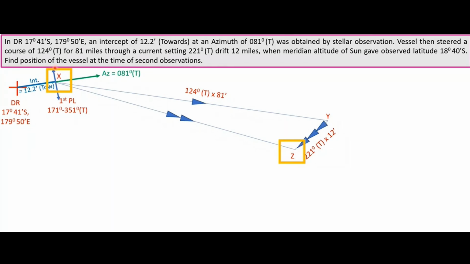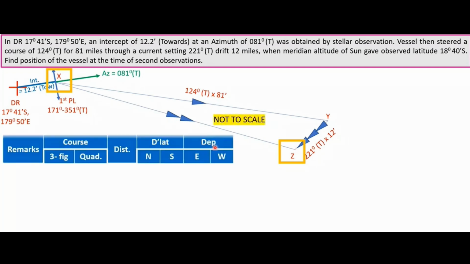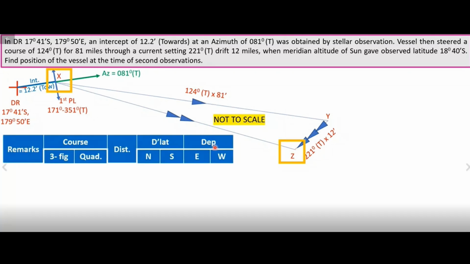So there could be two ways of doing it. One is you calculate the coordinates of X, but that is again going to be time consuming. If we just put all these three legs together using the day's work concept, which we are all very familiar with, we can directly get the coordinates of point Z. So this diagram is not to the scale, but let's see now if we work out the coordinates of X.